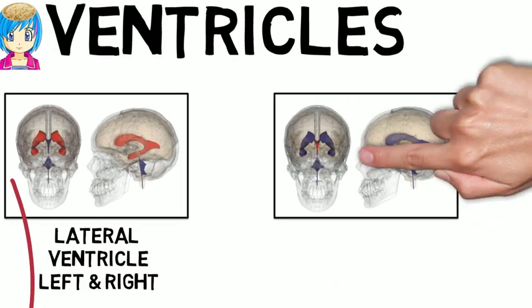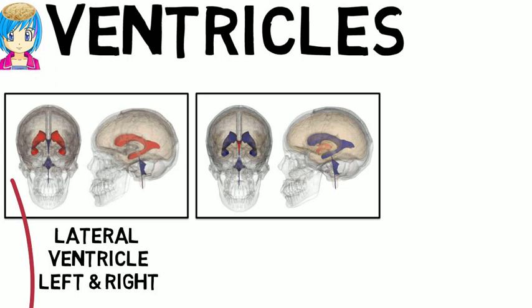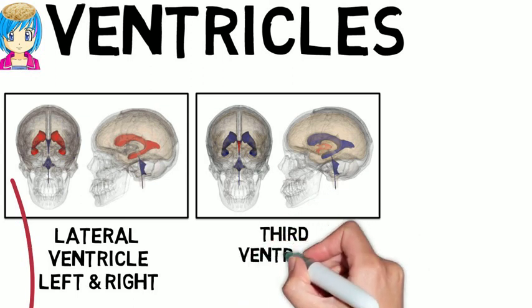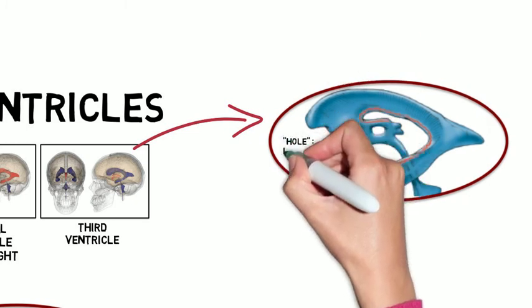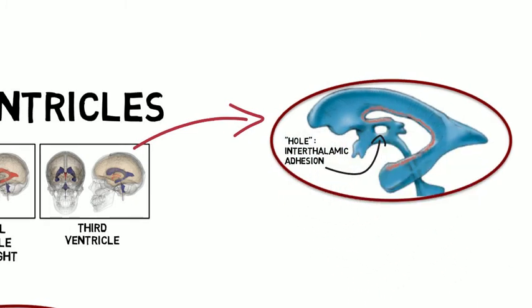Next, we have the third ventricle, a midline cavity in the diencephalon. The third ventricle has a donut-like shape and a hole in the middle that corresponds to the interthalamic adhesion.